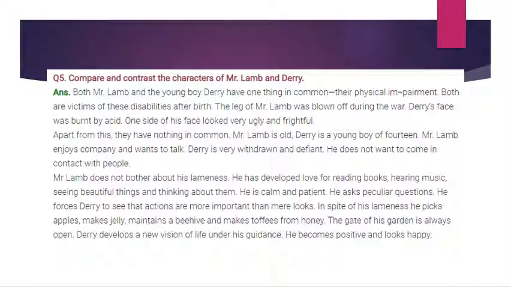The gate of his garden is always open. He always likes to talk to people. He always wants company. Then he develops a new vision of life under his guidance. He becomes positive and looks very happy.